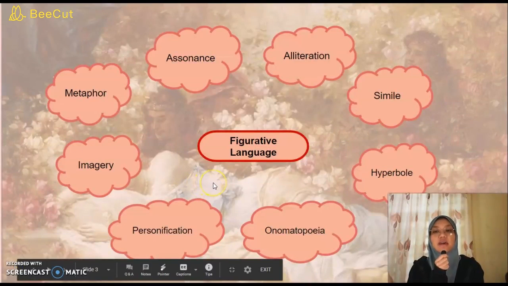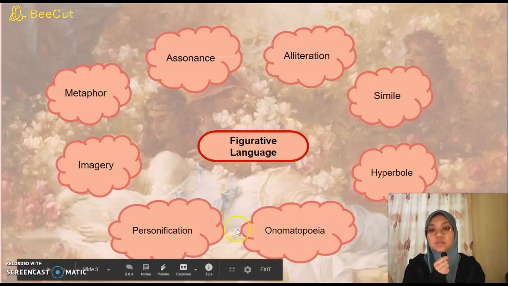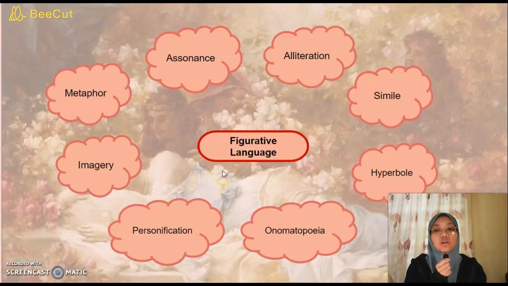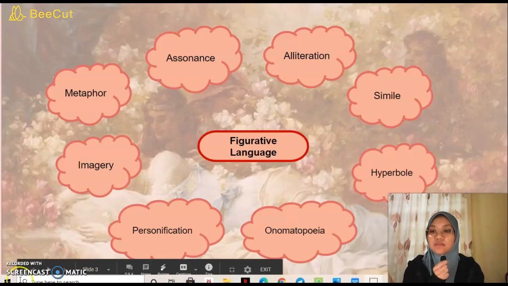Okay, next we have examples of figurative language. We have metaphor, assonance, alliteration, simile, hyperbole, onomatopoeia, personification, and imagery. There are actually a lot more examples of figurative language, but for today's presentation, my group will be focusing on metaphor, assonance, alliteration, simile, imagery, and personification. I'm pretty sure that most of us are already familiar with this figurative language.